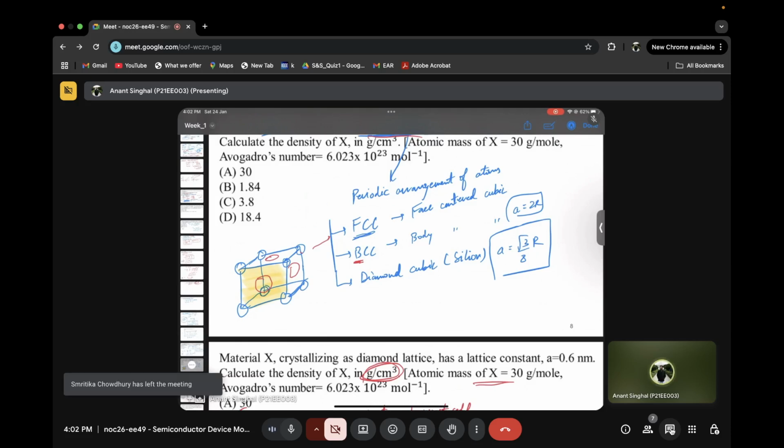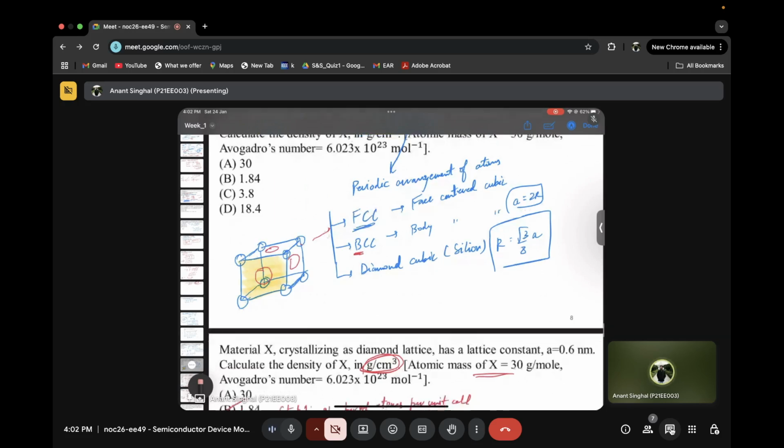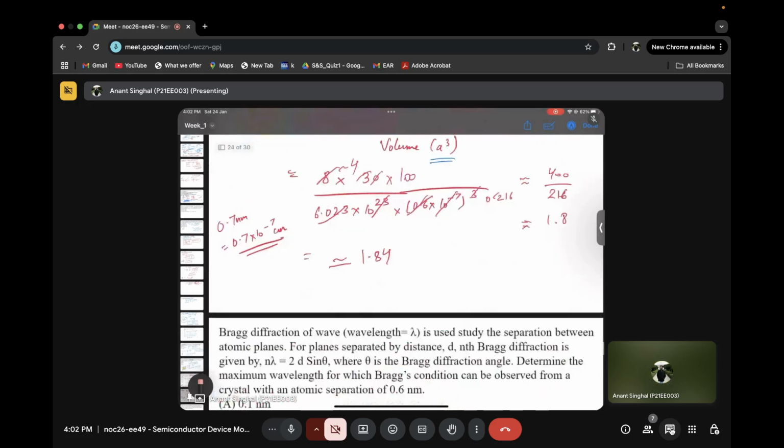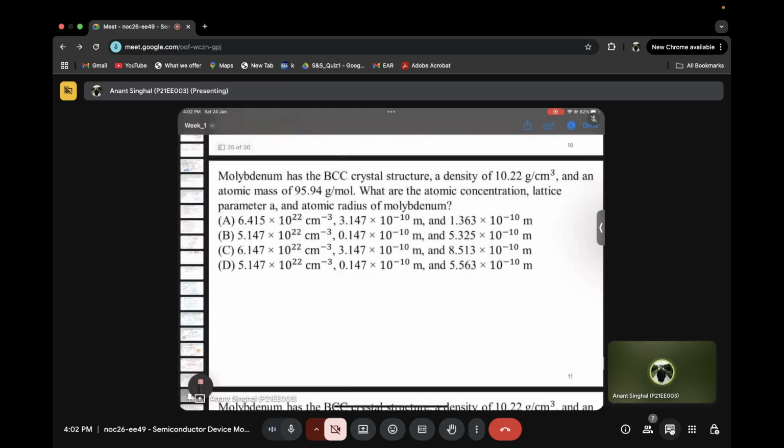Yeah, so we actually have r as root 3 by 8a, and here also. So for example, let's do a calculation for body center, because the next problem is related to body center only. So this is the next problem.